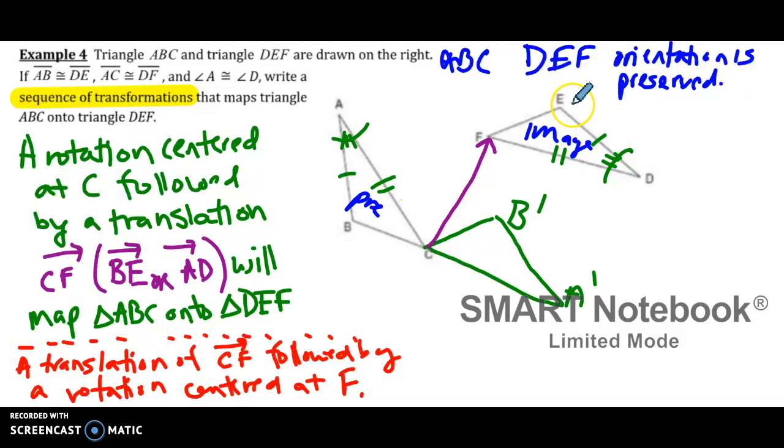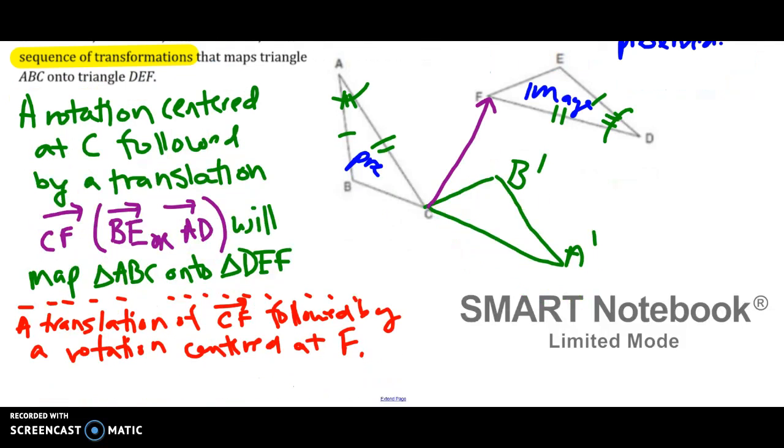Could I have referenced another vector and rotated about another point? So if I said B to E and then I rotated about B, sure, absolutely. Okay, so there is a variety of ways to explain or describe a sequence of transformations. Notice I didn't use any mathematical notation. I wrote it in words. Mathematical notation is not required when it says to write a sequence or describe a sequence.